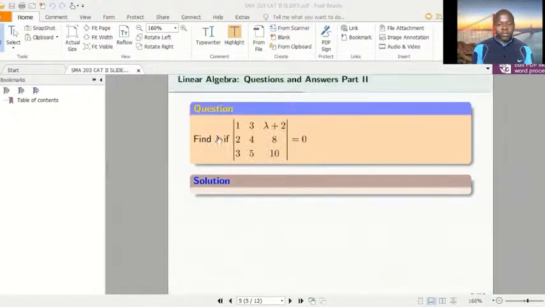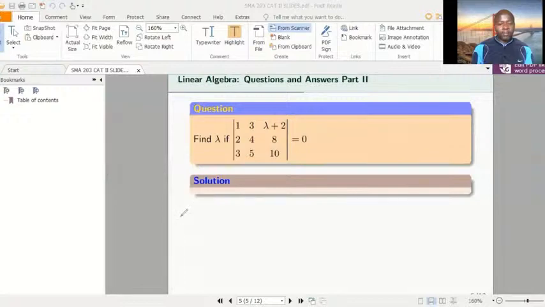The question is, find lambda if the determinant of this matrix is 0. It's just the same as the one we've done before: set the determinant equal to 0. So let's just do the question. I want to do it along the first row.